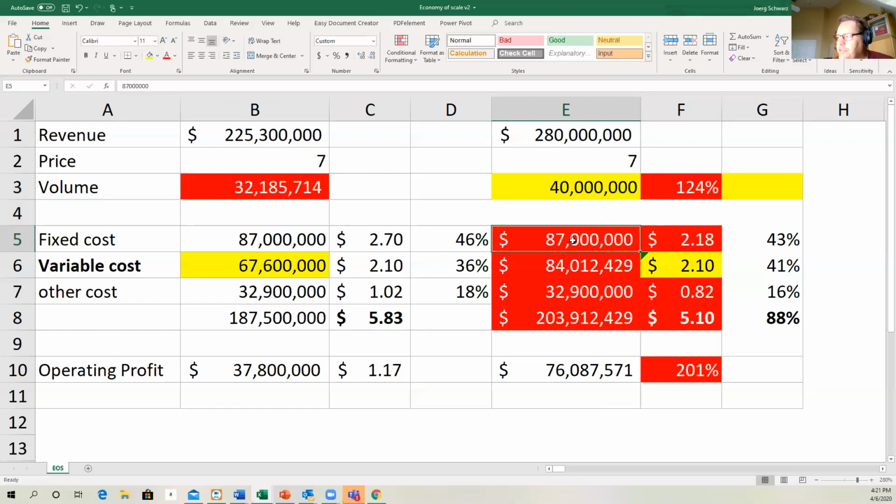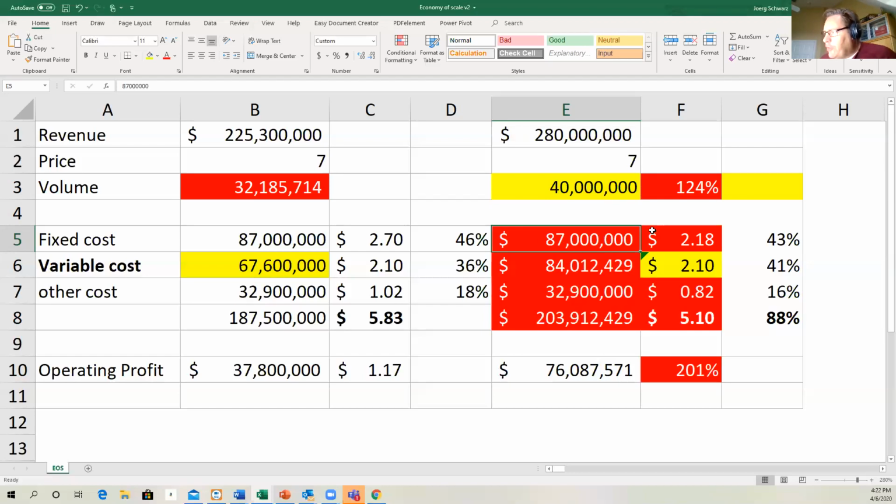The fixed cost stays fixed. So that's why it's called fixed cost. The fixed cost stays at 87 million. So think about the fixed cost as being your buildings, your rent, vehicles, whatever you pay a fixed amount, no matter how many units you produce. That's your fixed cost, and it stays the same.